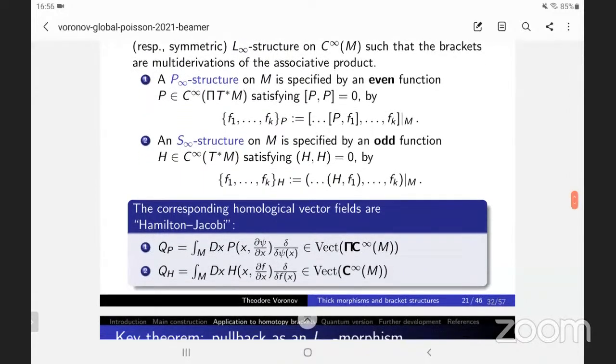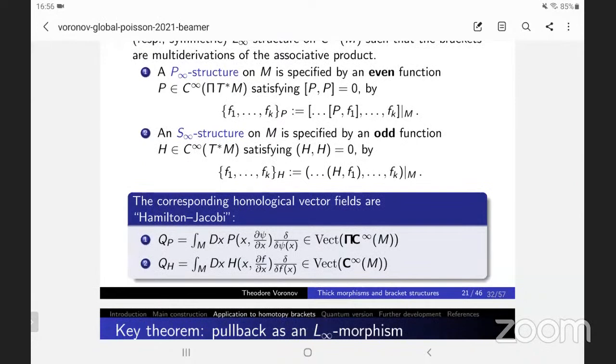Look at these formulas for the corresponding homological vector field. I'm not sure that they're so familiar in the literature, but they're very concrete. And you may see that they also have a kind of Hamilton-Jacobi form. These vector fields live on an infinite-dimensional space of functions, so we have formulas in terms of variational derivatives. And what stands under the integral sign is a Hamilton-Jacobi expression.